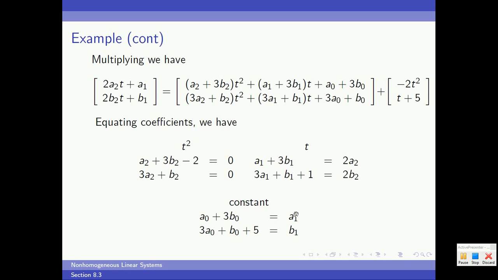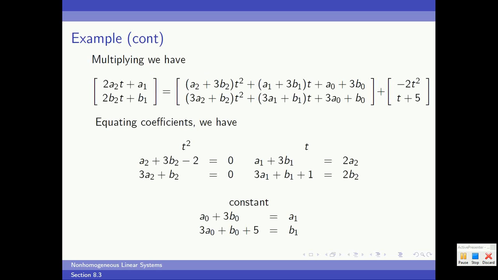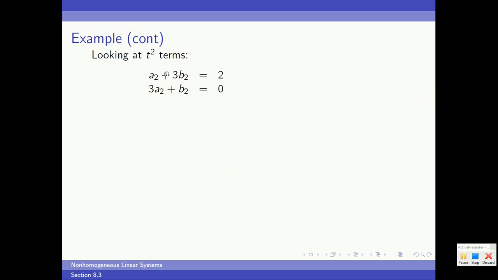So down here, I need my a1 and b1 in order to be able to solve for a0, b0. So I start with the t squared, then I go to my t equation using those values I found from my t squared coefficients, and then I use these values here to find my last ones. Okay, so the t squared terms, all I did is I moved this 2 to the right hand side, so I have this system.